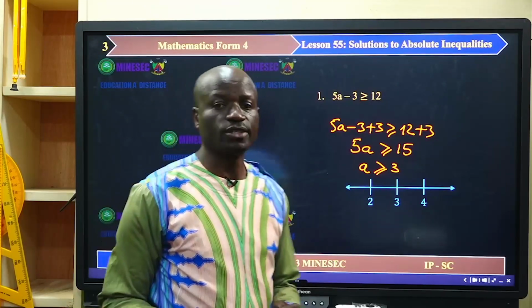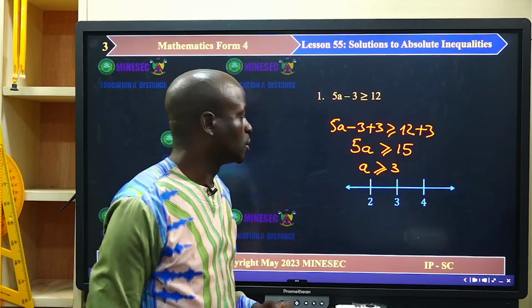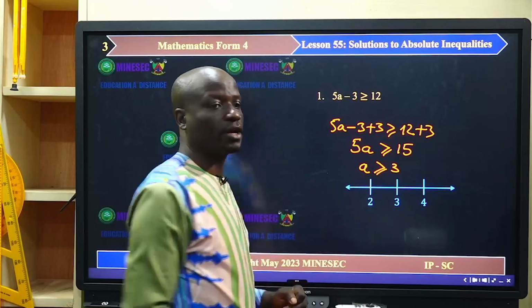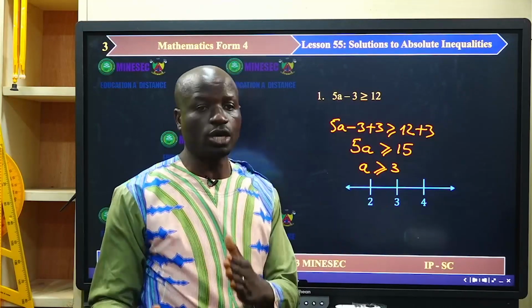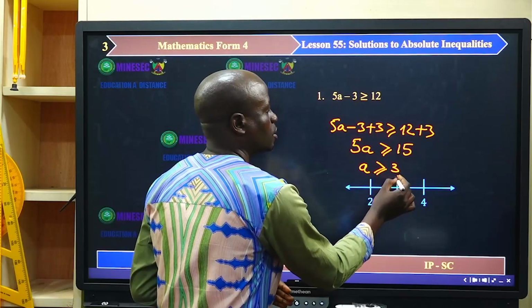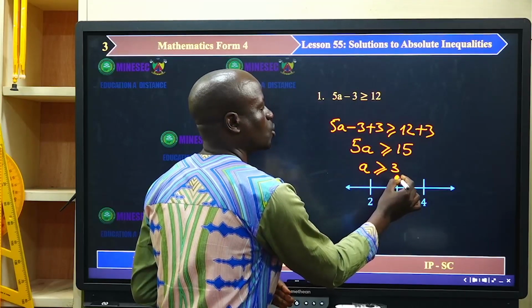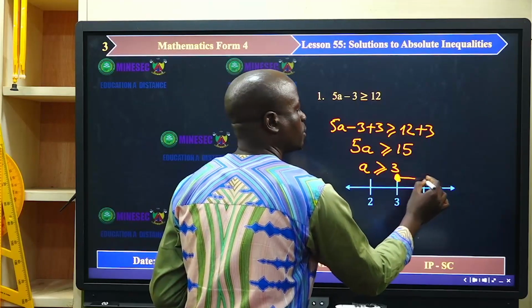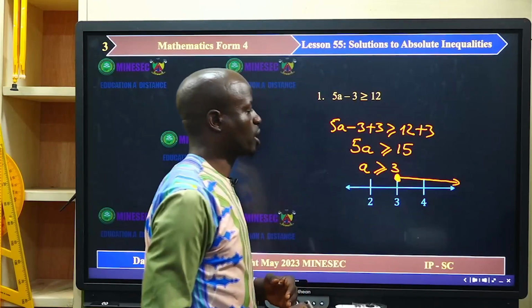We want to represent it now on the number line. So these are our numbers. This is 3. We recall that since this is greater than or equal to, it means that the circle is a closed circle and all the values are greater than or equal to 3. So we have it like that.